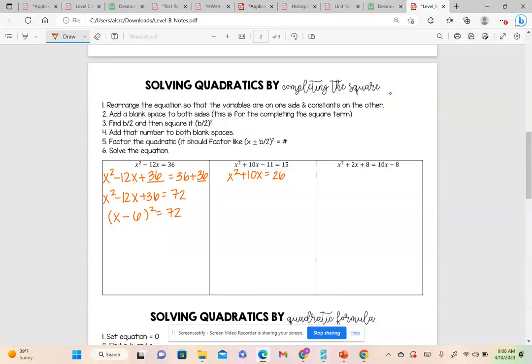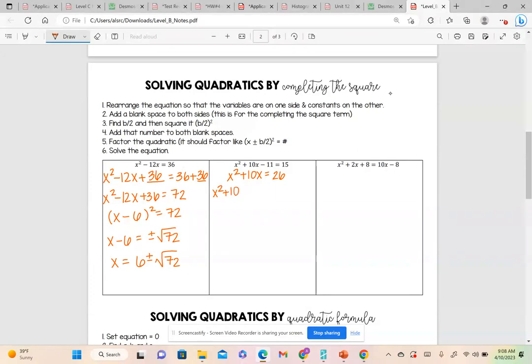So now I need to take the square root of both sides. So I have x minus 6 equals plus or minus the square root of 72. Because it's yucky, I'll leave it. Add 6 to both sides, so you get 6 plus or minus the square root of 72. Okay? Same with this one, we'll do this one.